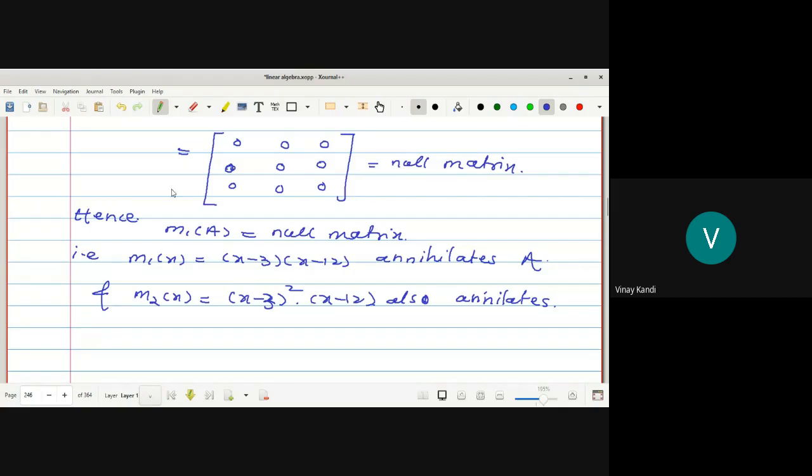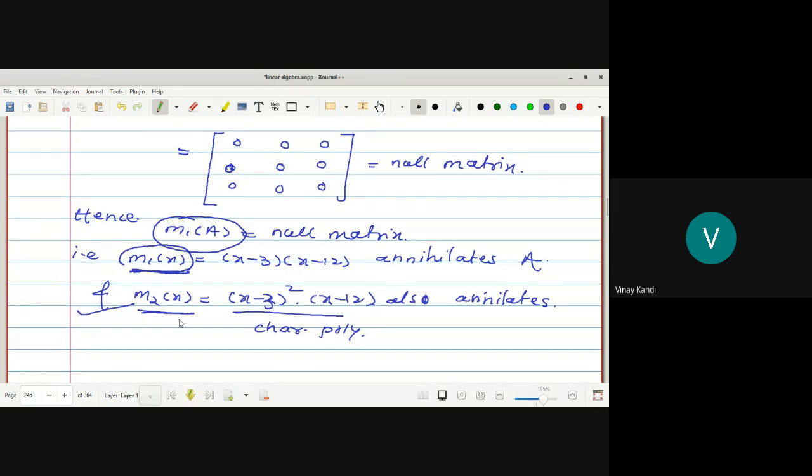If it had not been satisfied, if some entry here had come non-zero and we had got a non-null matrix, then you would not need to check m2 of x again. Why? Because it is always already the characteristic polynomial. Here the degree of m1 of x is less than the degree of m2 of x. Okay, hence m1 of x is the minimal polynomial. If m1 of x had not been satisfied, then there is no need to check m2 of x, because m2 of x is nothing but the characteristic polynomial.